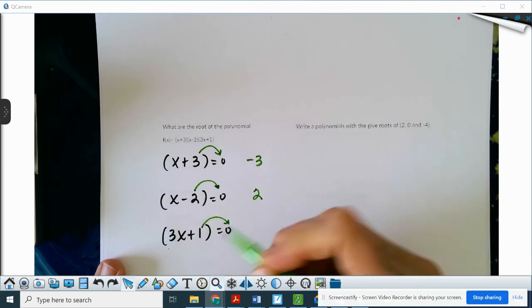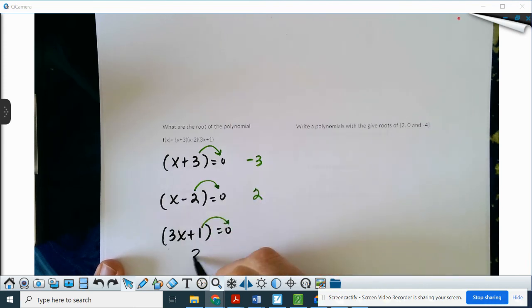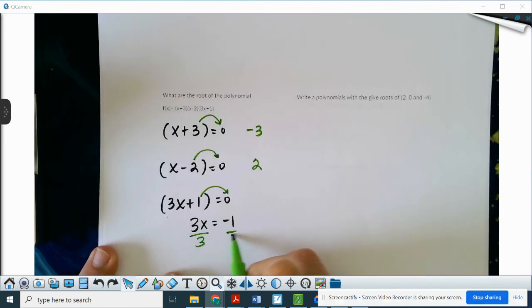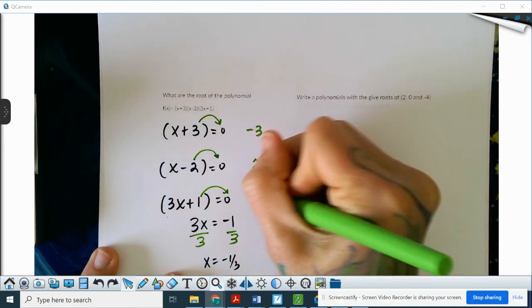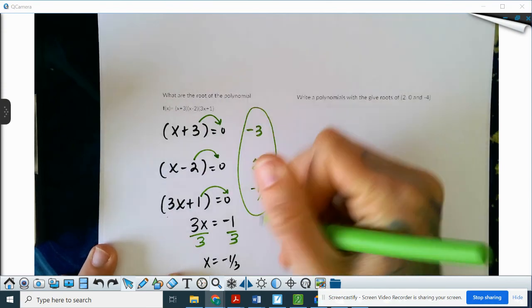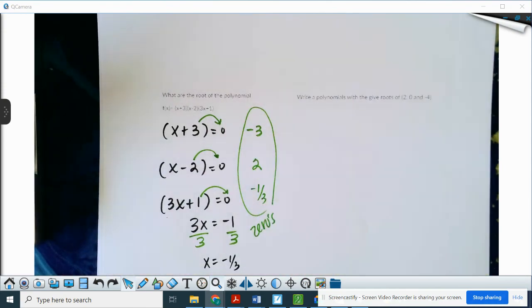My 1, and now I'm going to have 3x equals a negative 1. Divide by 3 on both sides. So x equals a negative 1/3. So our third root would be a negative 1/3. So these are the roots or the zeros or the x-intercepts or the solutions.